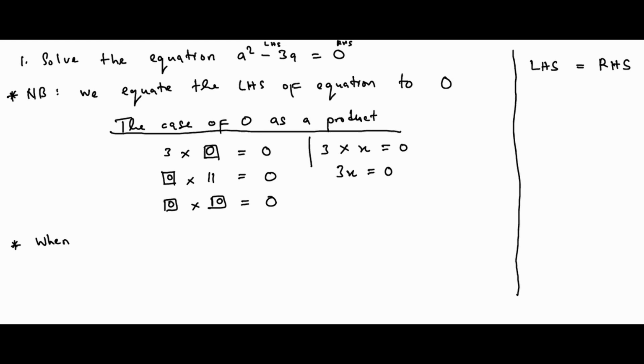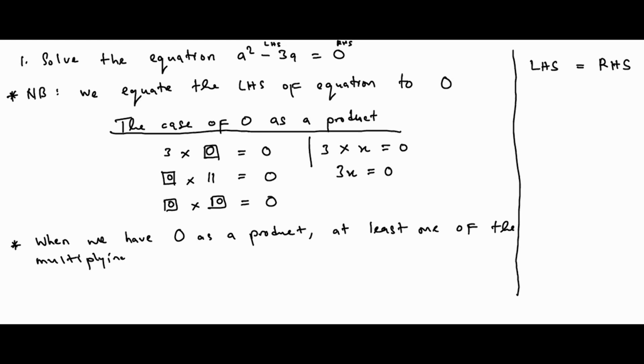And when you are writing notes, you can write it down. So when we have 0 as a product, at least one of the multiplying terms should be 0. This is very important. I cannot stress how important it is.